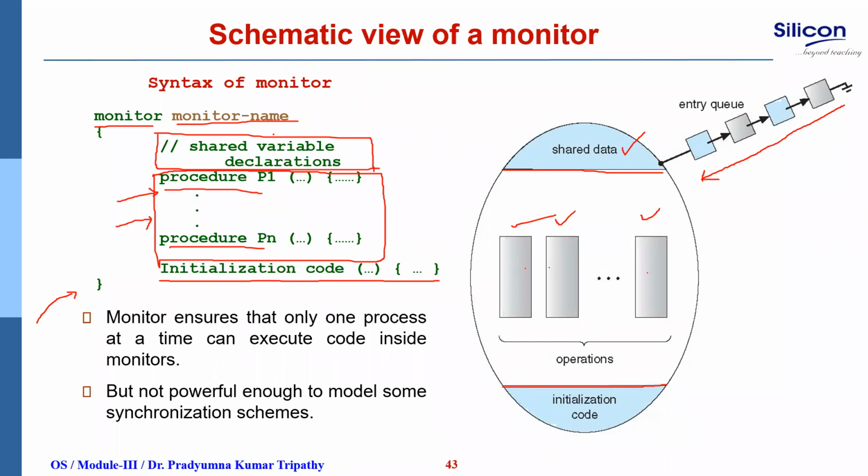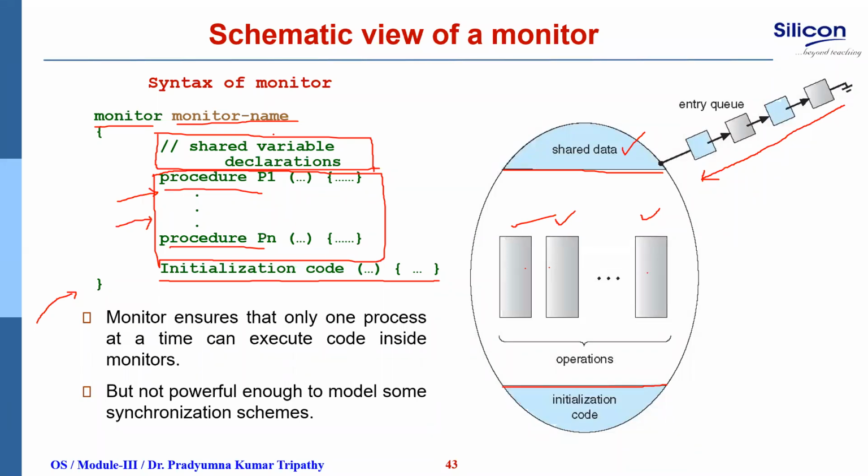So monitors ensure that only one process at a time can execute code inside the monitor. No two processes can enter, right? But it is not powerful enough to model some synchronization schemes. There are some synchronization schemes which may not be solved by the monitor.